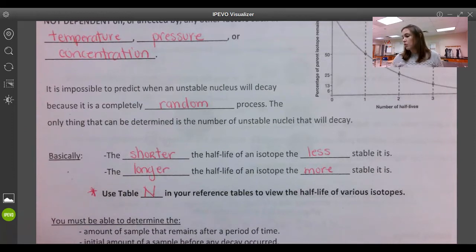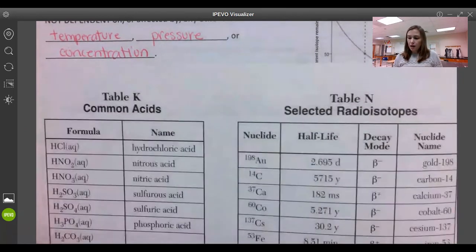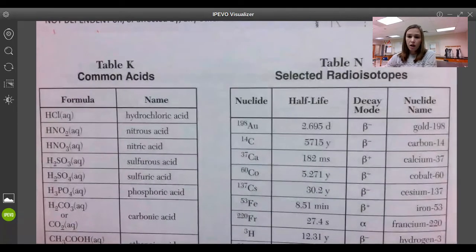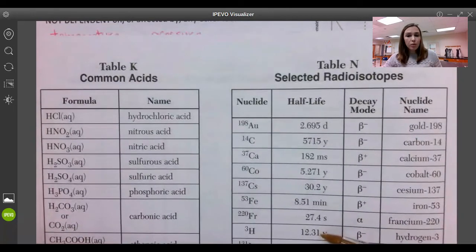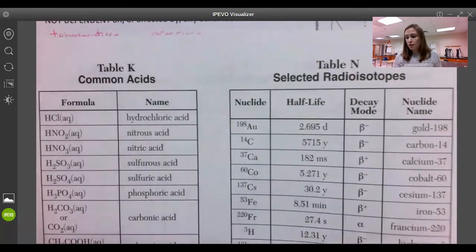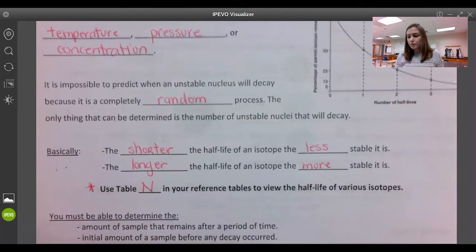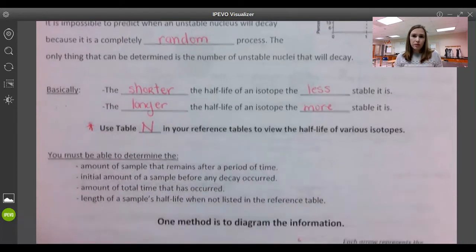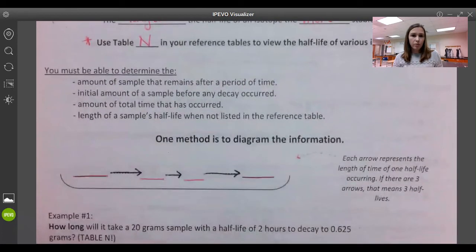So Table N is really what we're going to be using a lot of today, where we're going to be using it to get our half-life amounts. And again, you can see these are in our table because these samples aren't going to get changed or impacted by any outside factors. There are different ways that you can solve this. I'm going to show you one way that I find works well with students, and I'll be able to happily show you different ways in class as well.